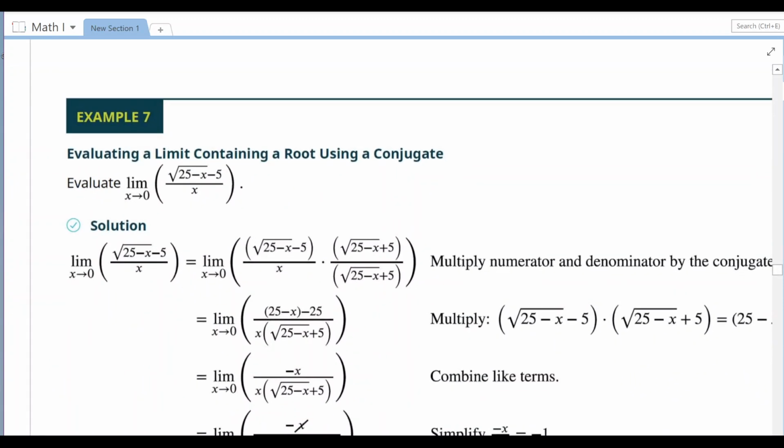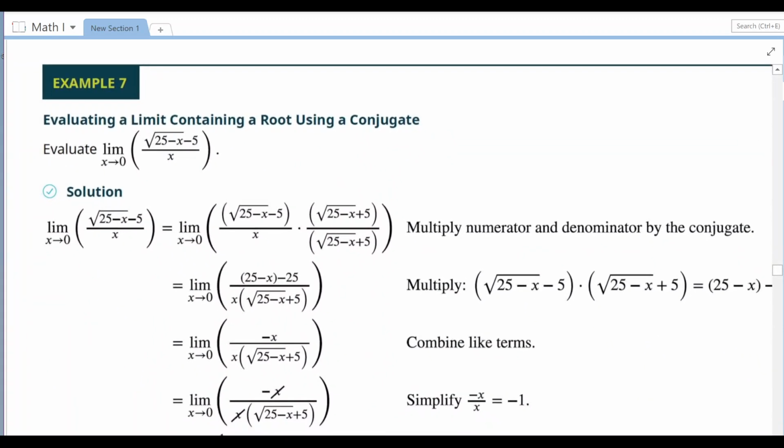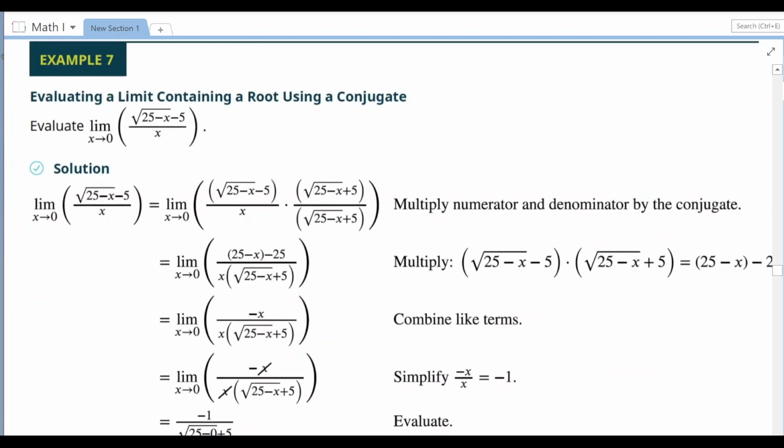Evaluate the limit containing a root using the conjugate. Evaluate the limit of square root of 25 minus x minus 5 over x as x approaches 0. As you can see, this problem can be solved by multiplying the numerator with the conjugate, which is square root of 25 minus x plus 5 this time. So multiply both numerator and the denominator with square root of 25 minus x plus 5.